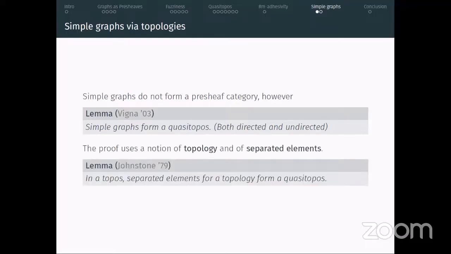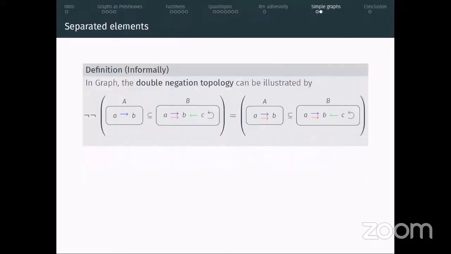How? The proof for simple graphs uses the notion of topology on a topos and of separated elements, with this result from Johnstone that if you are in a topos and you take all the separated elements for the topology, this gives you a subcategory, and that subcategory is a Quasitopos. So this is a nice property that exists in the literature, and for graphs, it's really stunning that this allows you to go from graphs to simple graphs. I will give a sketch of the idea behind it, but the details would take too much space.